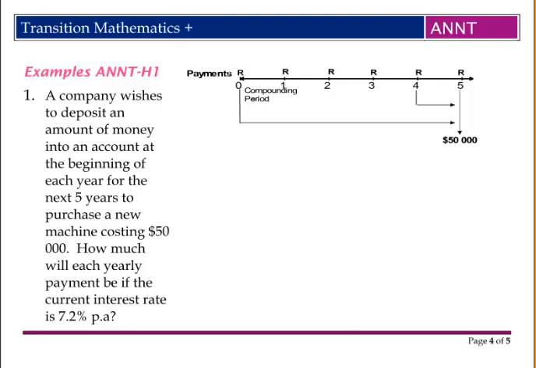A company wishes to deposit an amount of money into an account at the beginning of each year for the next 5 years. That beginning of each year is telling you it's an annuity due. Now, if you're not told that specifically, you can make an assumption of which way you're going to go, ordinary annuity or annuity due, but it should be given to you.